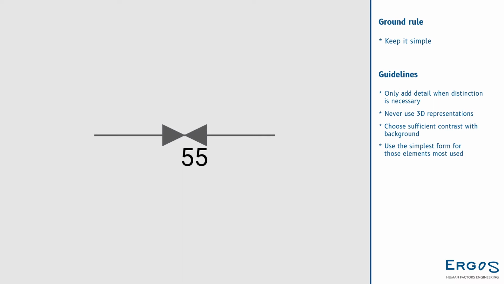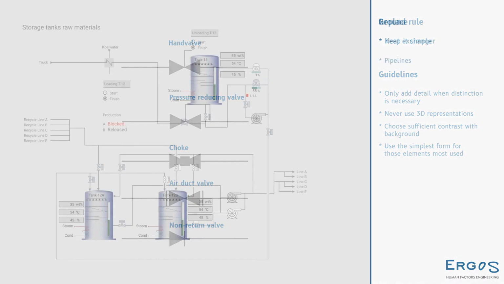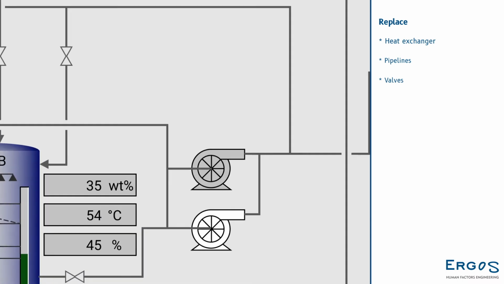Putting a percentage below the valve indicates that it is a controlled valve. When a clear distinction between types of valves is necessary for the understanding of the operator, we can add additional elements, such as shown here. Let's replace the valves from the example graphic with our improved valves. The third symbol we want to clean up is a pump.